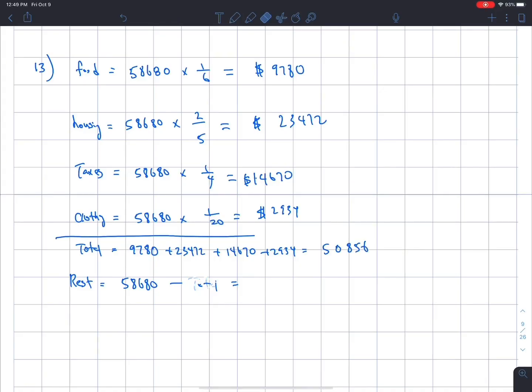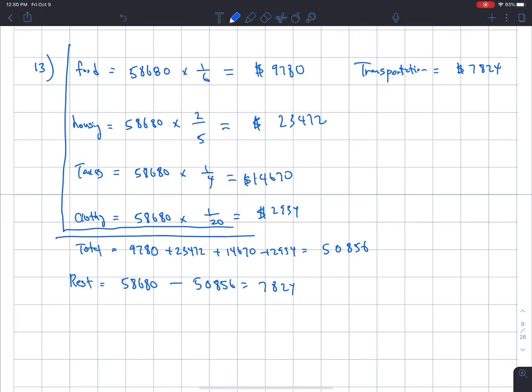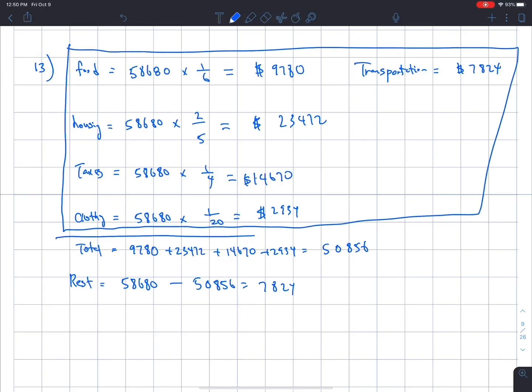So the rest will be on transportation. Just subtract them. 58,680 minus 50,856. So transportation is going to be 7,824. And these are all my answers for this problem.